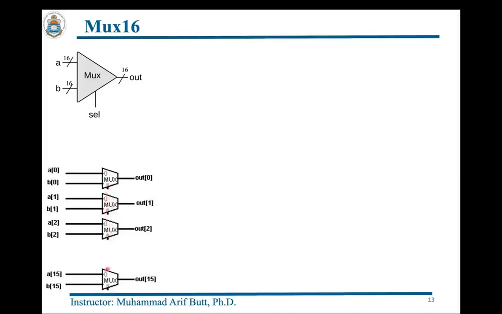If there is a 0 on this selection line, all these multiplexers will send the number A on out. A sub 0 will be placed on out sub 0, A sub 1 will be placed on out sub 1, and so on to A sub 15 will be placed on out sub 15. And if we have a 1 on this selection line, which is common to all these 2 by 1 multiplexers, this multiplexer will place B sub 0 on out sub 0, and this will place B sub 15 on out sub 15.